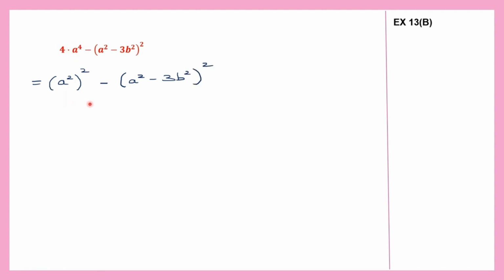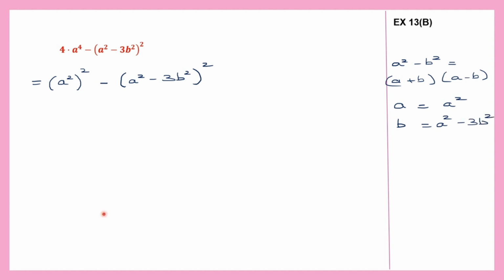So now we have this in the form of A square minus B square, and for this the formula will be (A plus B) into (A minus B). So in this case, what is A? Here the first term will be a square, so A is a square. And what is B? The second factor, that is this, a square minus 3b square. This whole thing will be B. So a square minus 3b square, that is B.